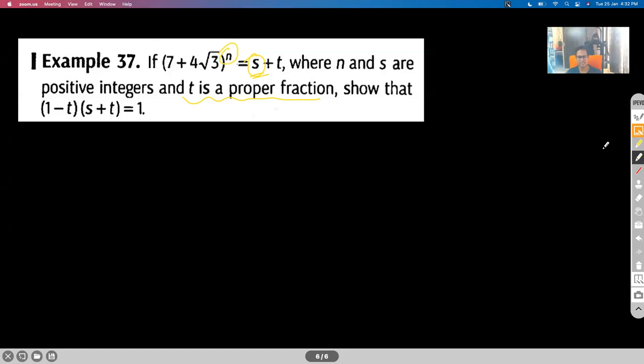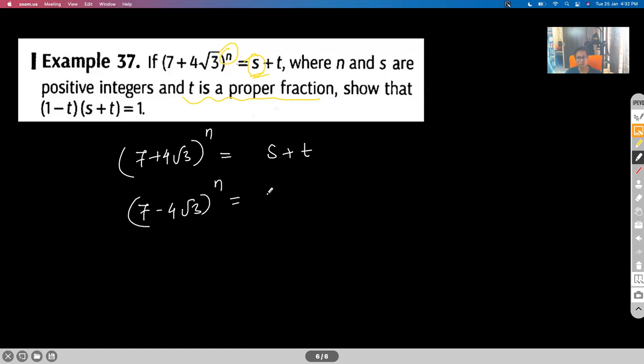Okay, great. See, again, the approach is very similar. If you take this as S plus T, and let's take another term, 7 minus 4 root 3 to the power n. By the way, please note, 4 root 3 is root of 48, and 7 is root of 49. So the gap between them has to be a fraction. It cannot be more than 1, it cannot be equal to 1 also. So this will definitely be another fraction. Let's call it T dash.